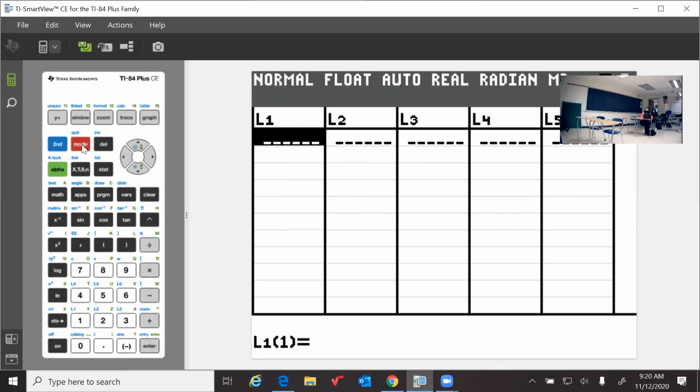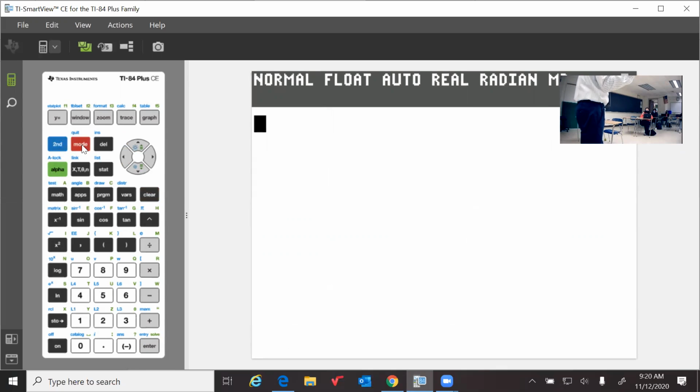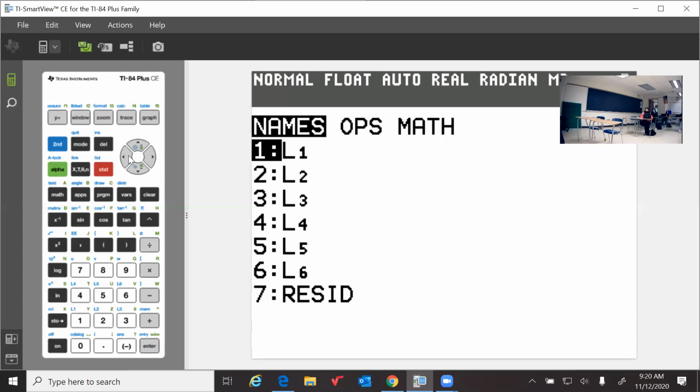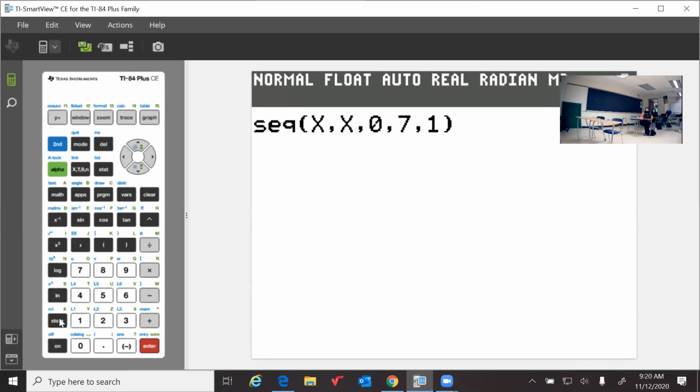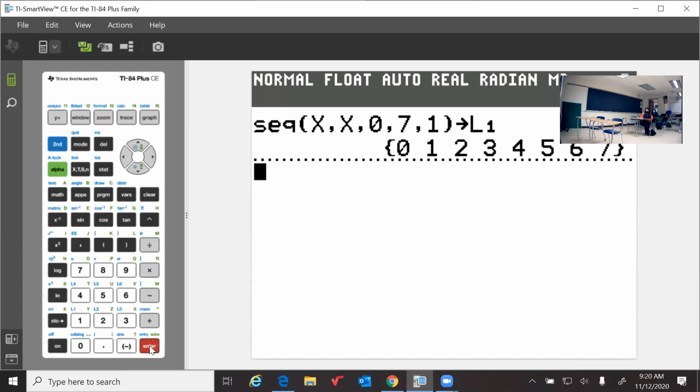So we go second quit, and this is on the PDF. You don't need to take notes of this. You go back to the PDF if we go too fast for you. Second stat, ops, we want a sequence. So we're saying x, because it's linear, the variable is x, start at 0, end at 7, make the step worth 1. We're going to store that in list 1. So those are the possible outcomes: 0 elk survive, through all 7 of them survive.